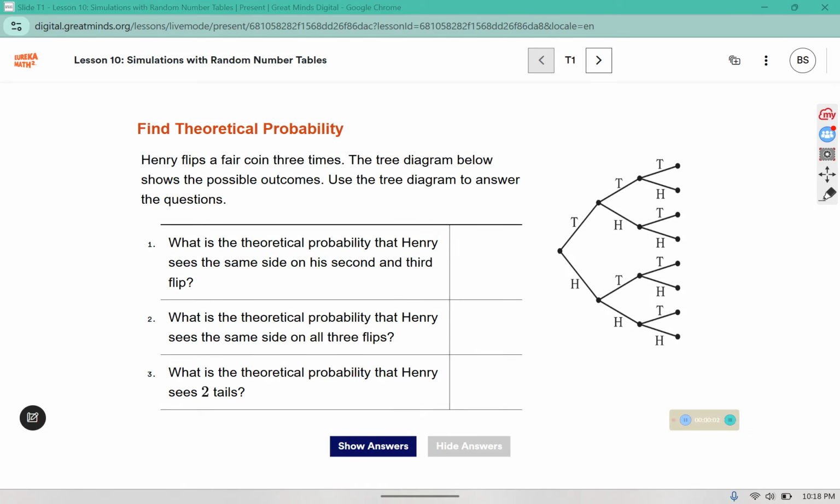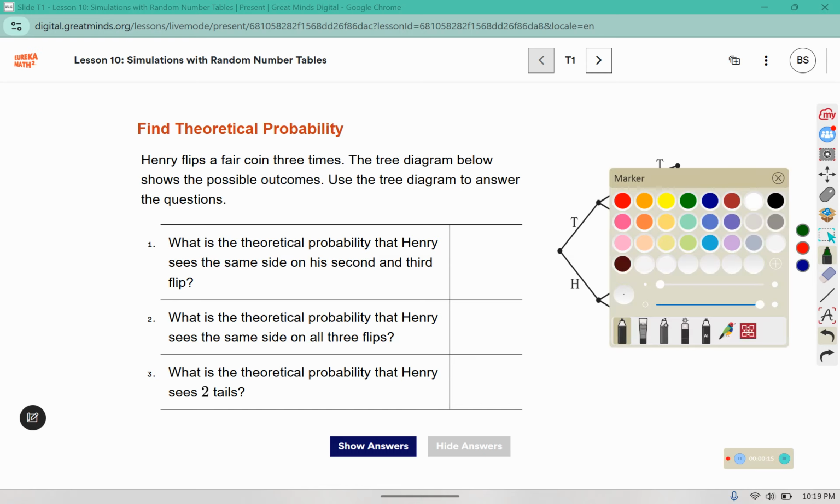Henry flips a fair coin 3 times. The tree diagram below shows the possible outcomes. Use the tree diagram to answer the questions. What is the theoretical probability that Henry sees the same side on his second and third flip?